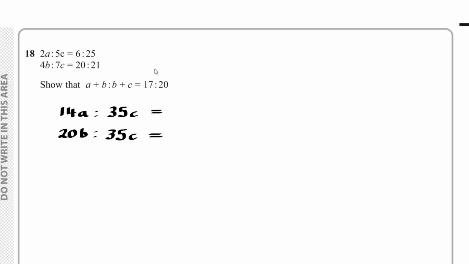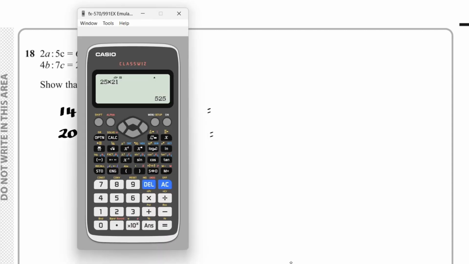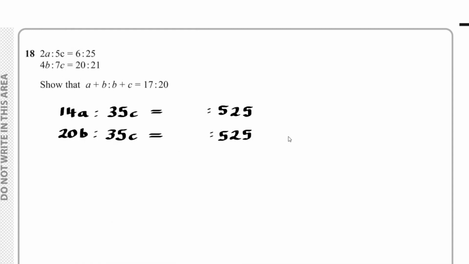And similarly, if we make the c's the same, we want the 25 and the 21 to have the same multiple. So, if I do 25 times 21, I get 525. So those bits are the same, which correspond to the 35c. How do I go from the 21 to the 525? Well, I multiply by 25, so 20 times 25 is 500. How do I go from the 25 to the 525? I multiply by 21. 6 times 21 is 126.